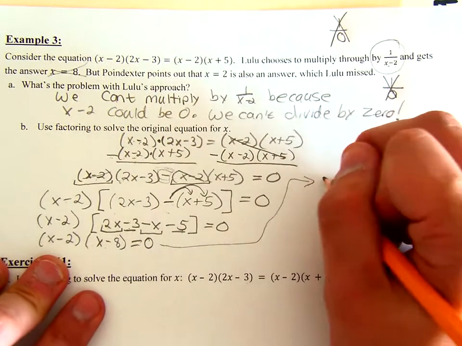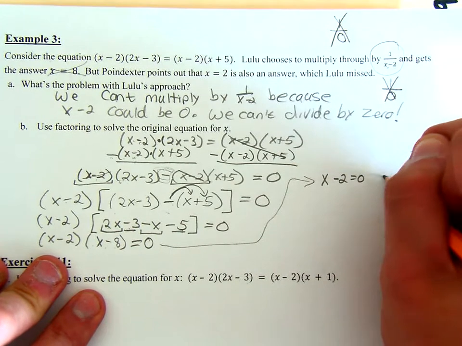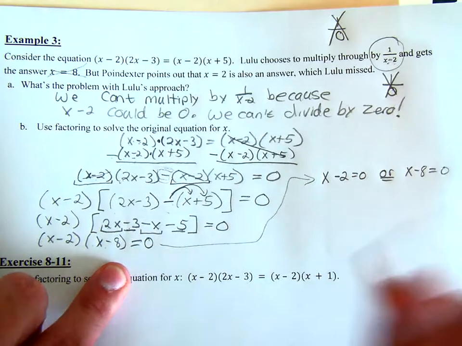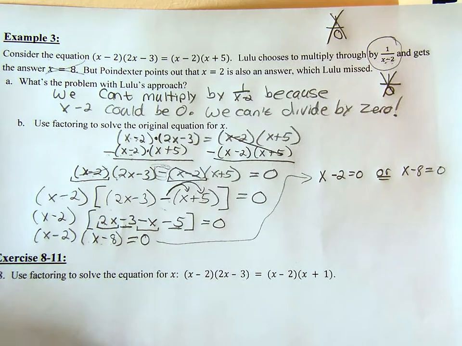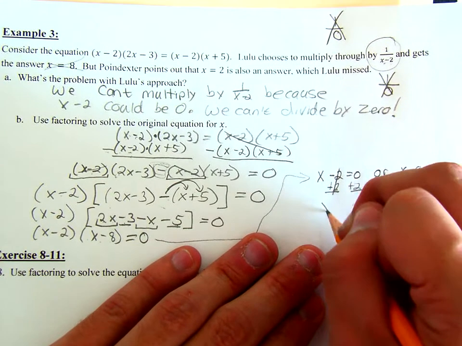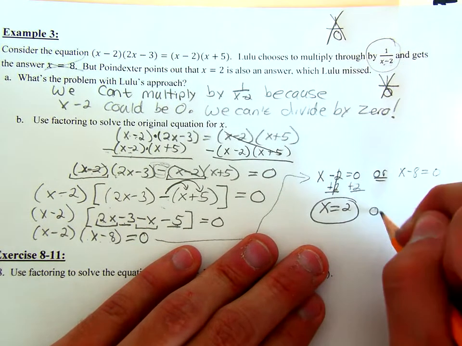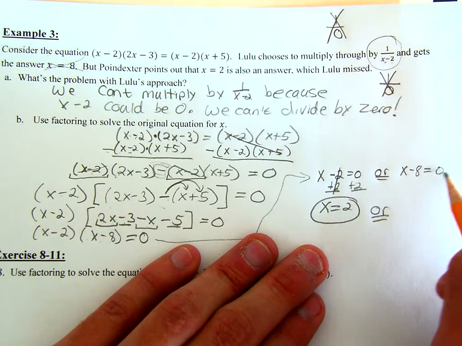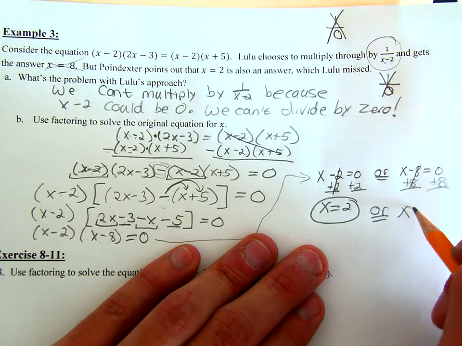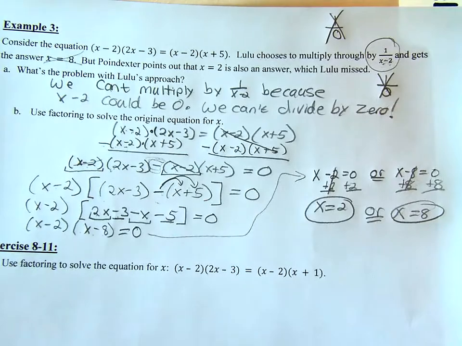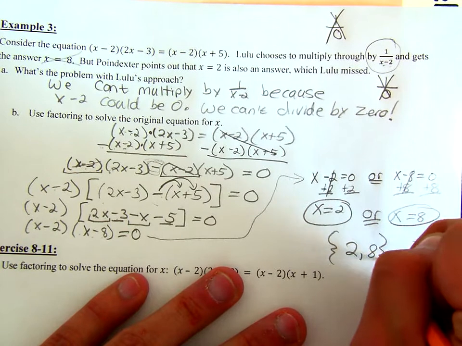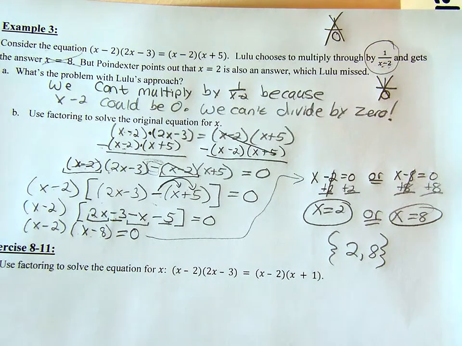So we have that x minus 2 is equal to 0, or we'll have that x minus 8 is equal to 0. So if we have x minus 2 is equal to 0, I'm going to add 2 on both sides. So we get that x is equal to 2. Or we have x minus 8 is equal to 0, so we're going to add 8 and add 8. So we get that x is equal to 8. So our two solutions are going to be 2 and 8.